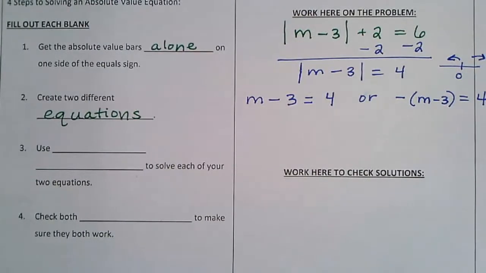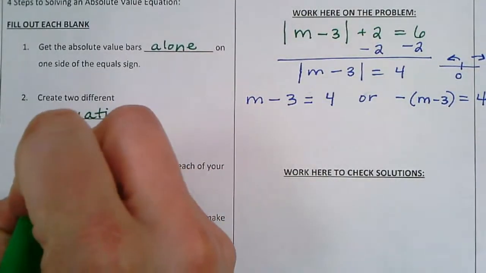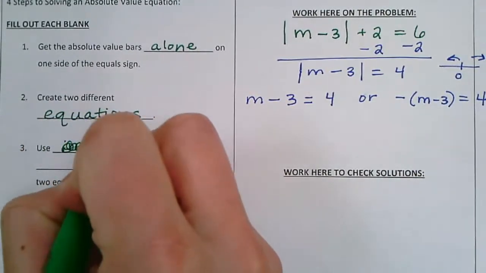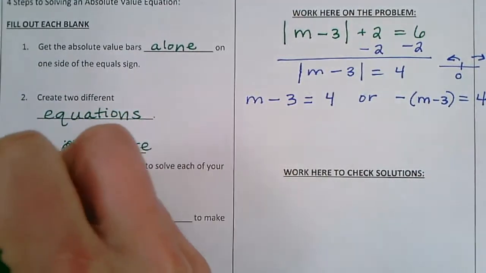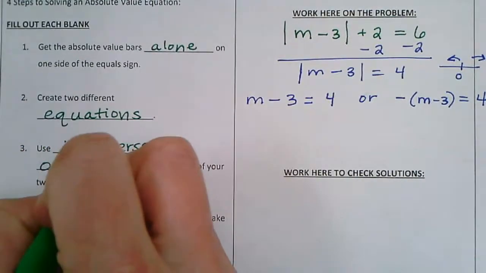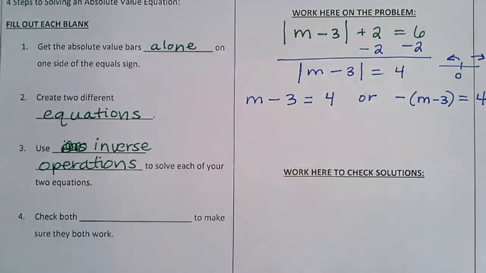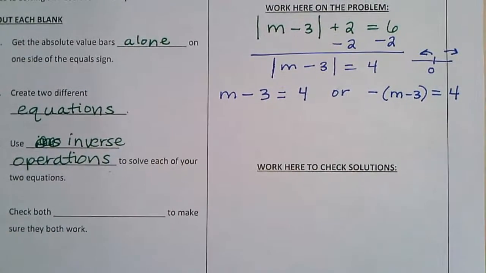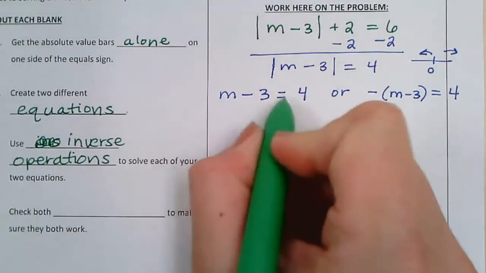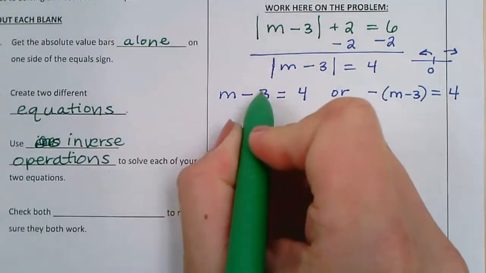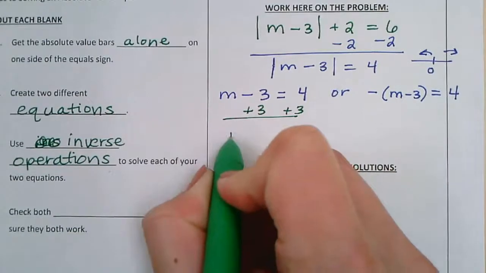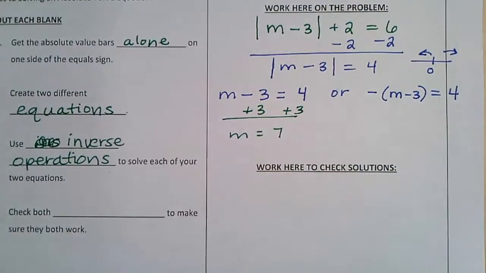Once we get our 2 equations, we are going to use inverse operations to solve each of your 2 equations. So for example, just solving for m. This is minus 3, so I'm going to add 3 to both sides. And I get m equals 7.